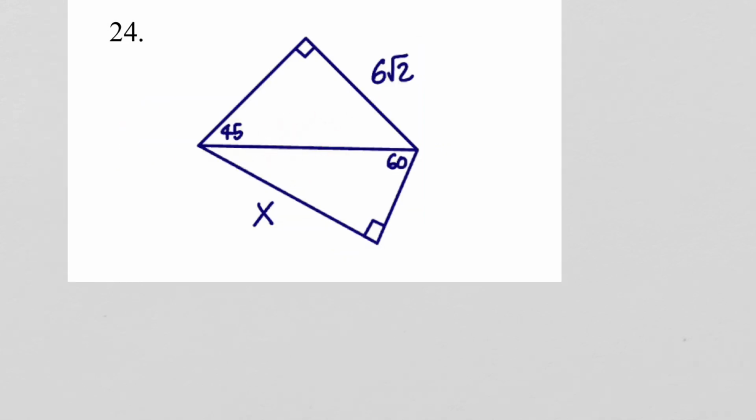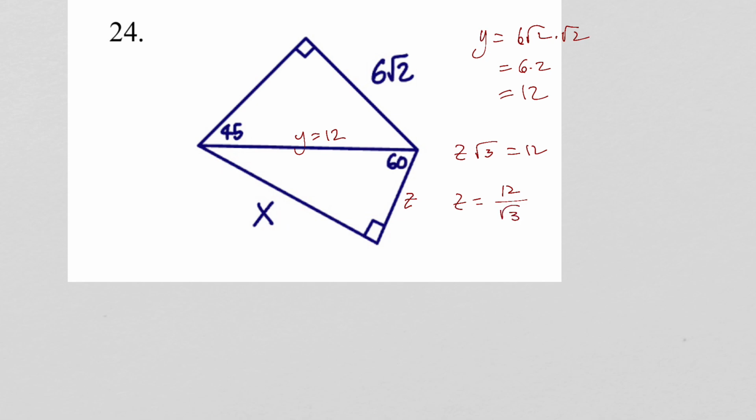Okay, I'm going to call this y. And then I know that y is equal to 6 root 2, that's this, times root 2, which is 6 times 2 or 12. So this is equal to 12. Now this is a 30, 60, 90 triangle, so I'm going to call this side z. And I know that z times root 3 is equal to that 12. So z is equal to 12 divided by root 3, which is 4 root 3.